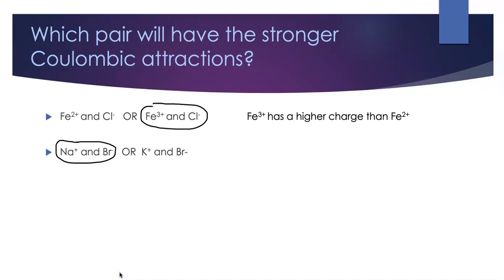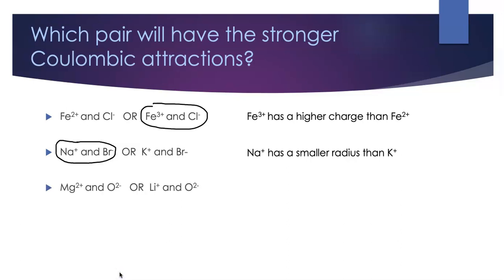We would expect the sodium and bromide pair to have a stronger Coulombic attraction than potassium ion with bromide, because sodium ion has a smaller radius than potassium. It does help to know your periodic trends to answer these questions. If you don't know them, I've got a webcast for you.